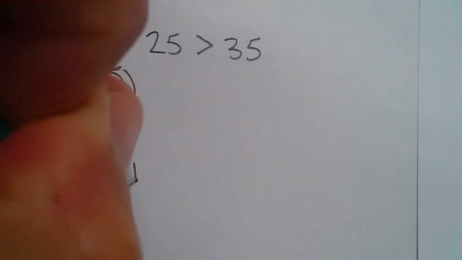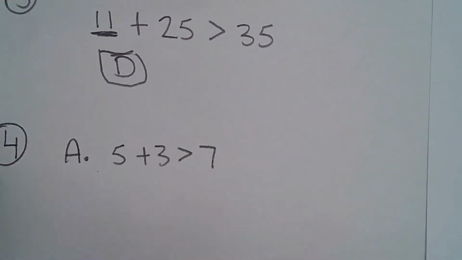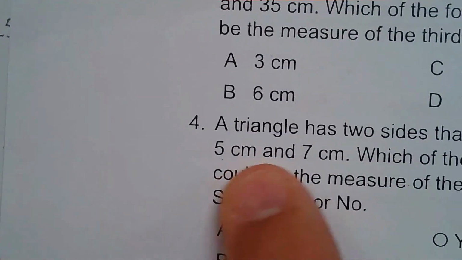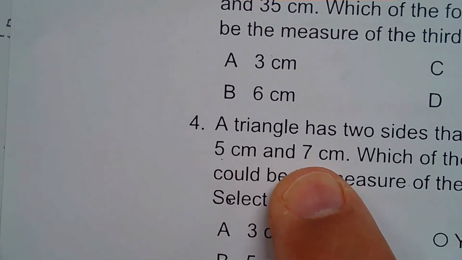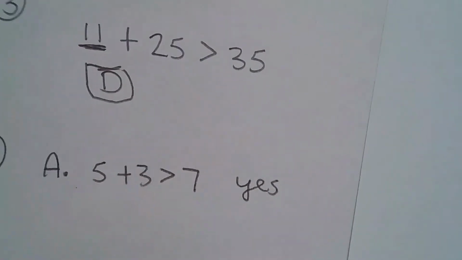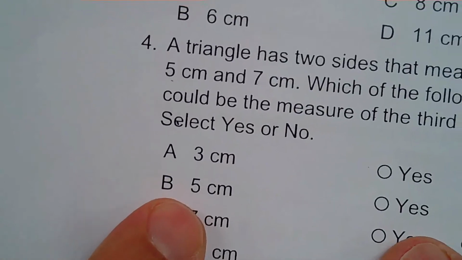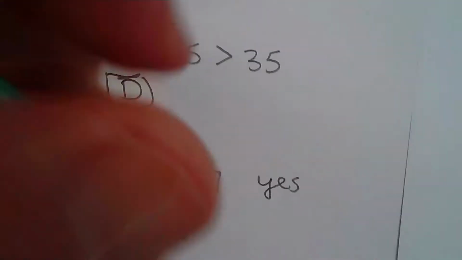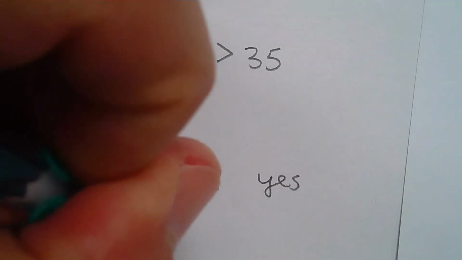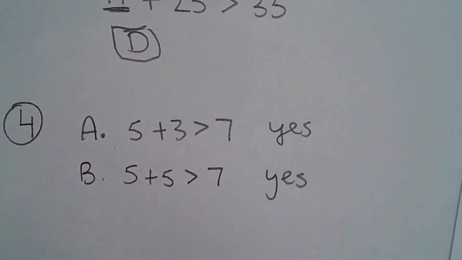5 and 3, is 5 plus 3 greater than 7? And that is yes. What did I do here? 5 and 7 here, so 7 is the longest, and I had to make sure that 5 and 3 is bigger than 7, and that is true. B. So we have 5 and 5 and 7. 5 plus 5 is greater than 7, and that is yes. Taking the sum of the two smaller sides and making it bigger than the third side.